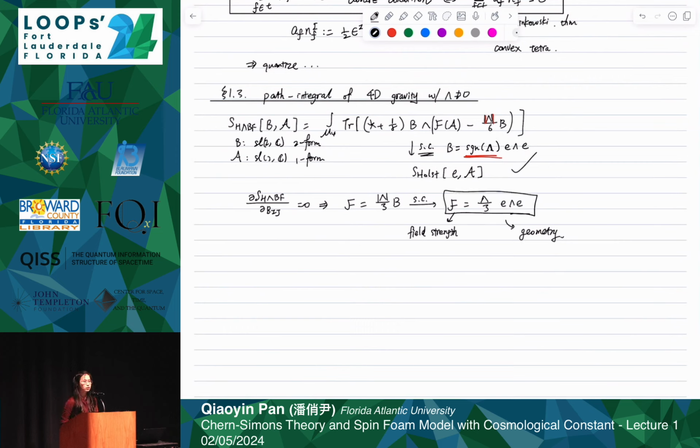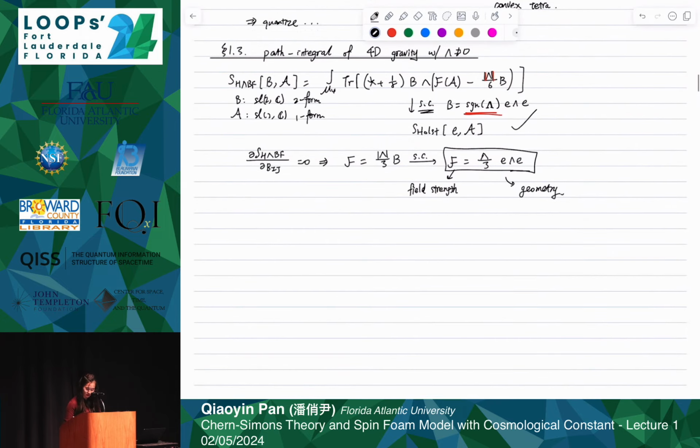Now I have the action. I want to do a quantization using a path integral. So I consider the path integral, dA dB, of the exponential of I over Planck's length squared. Then I can copy the action here.